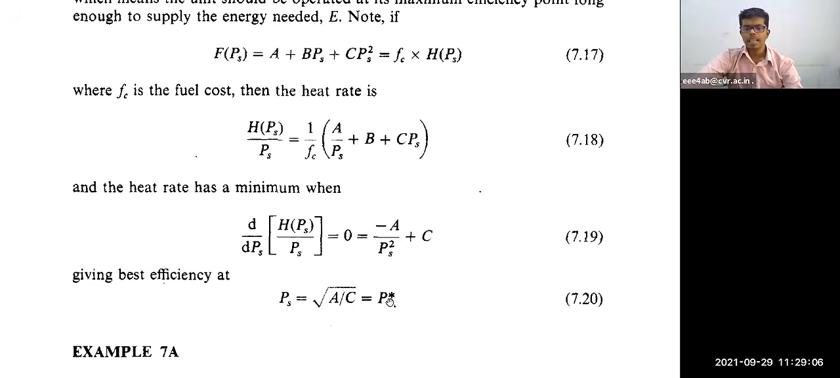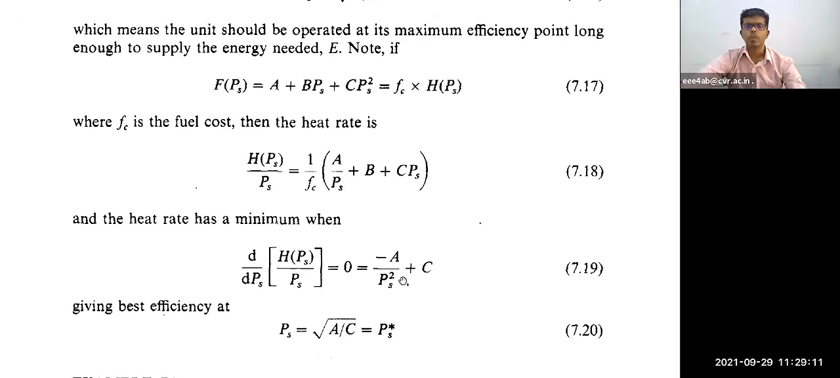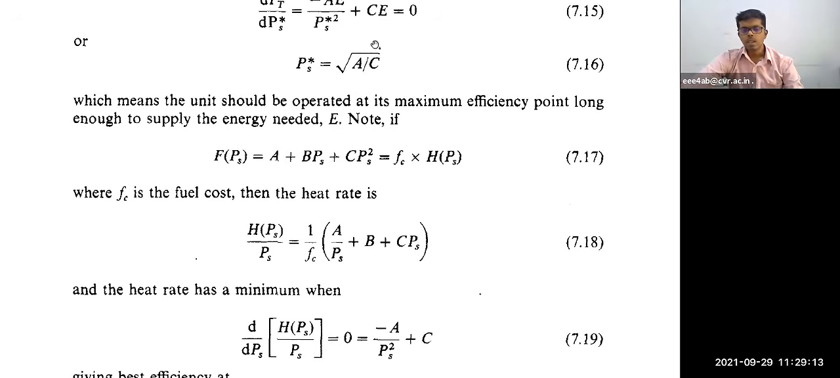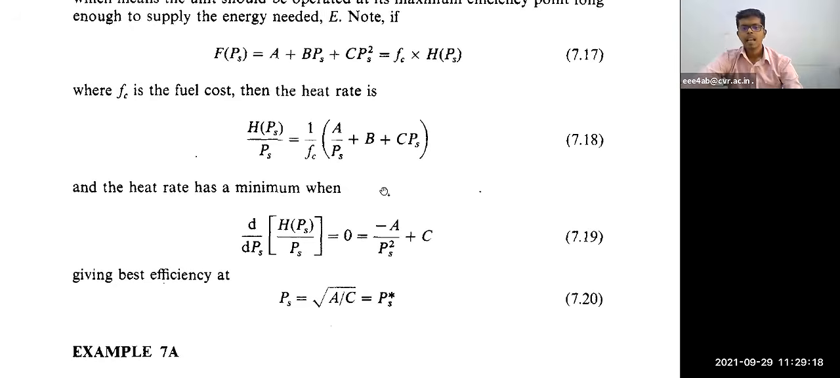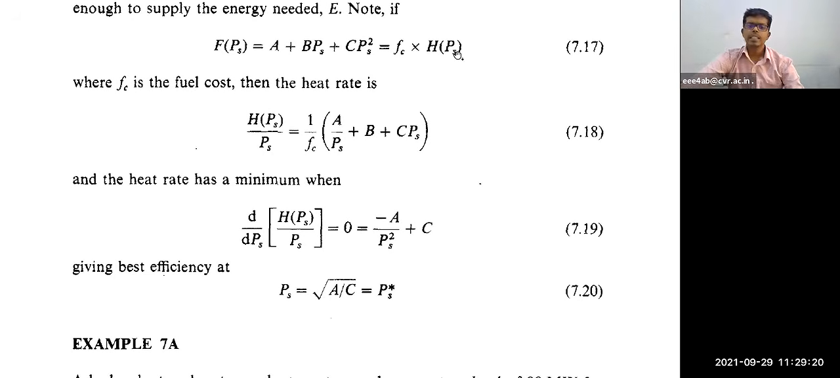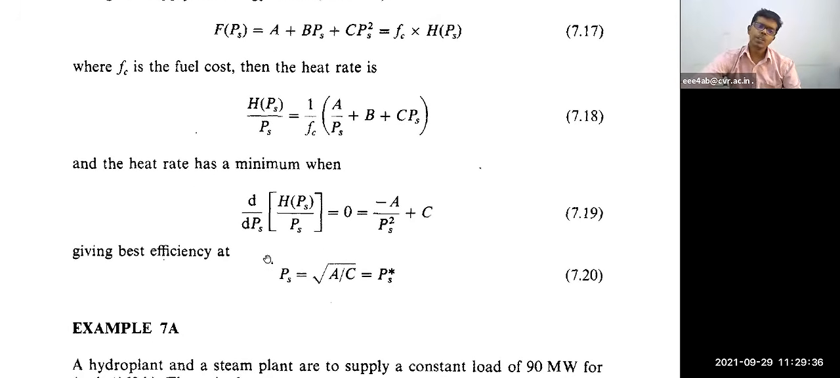So further simplification, Ps star is nothing but root of A divided by C. The same answer will come. Why? Because with the fuel cost also the same answer, Ps star is nothing but root of A divided by C, and with the heat rate also the same answer will come, because fuel cost is nothing but fuel rate into heat rate. So that also you will get the same answer, that is Ps star.